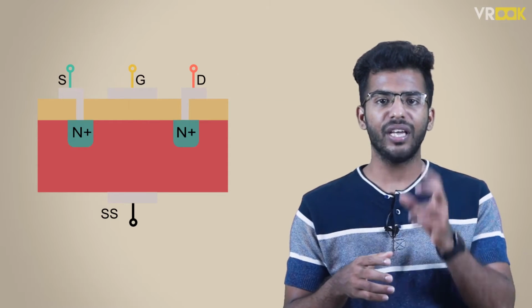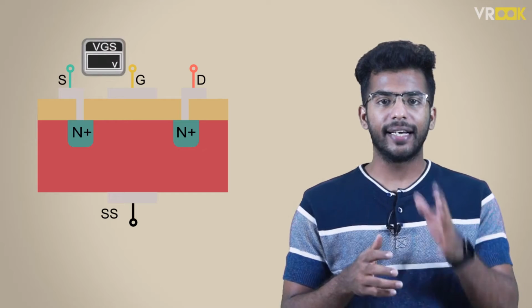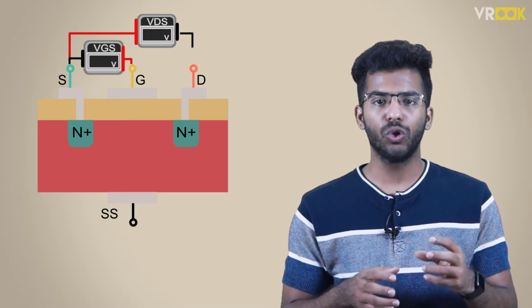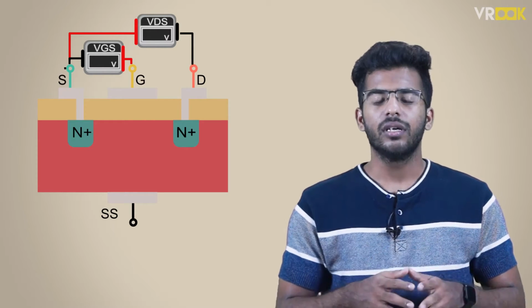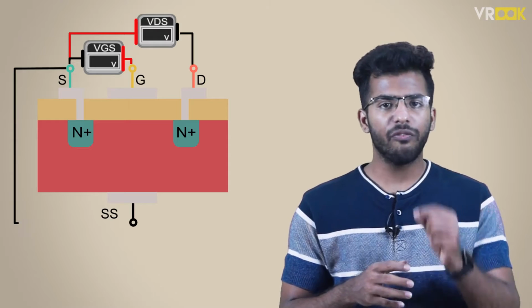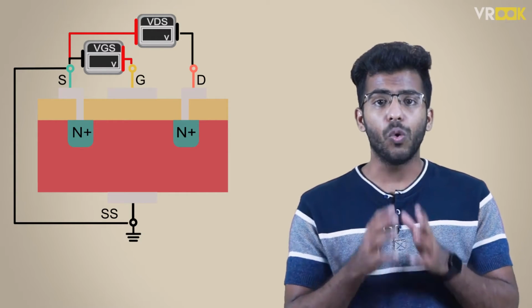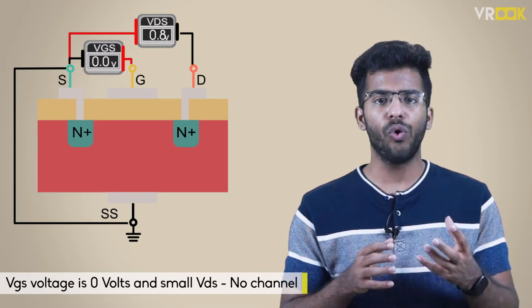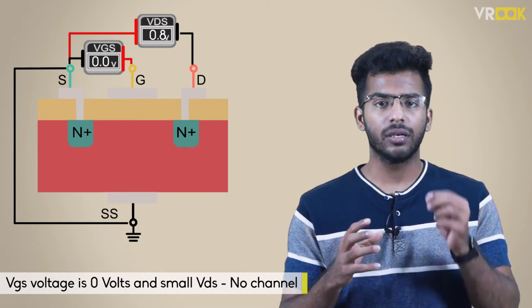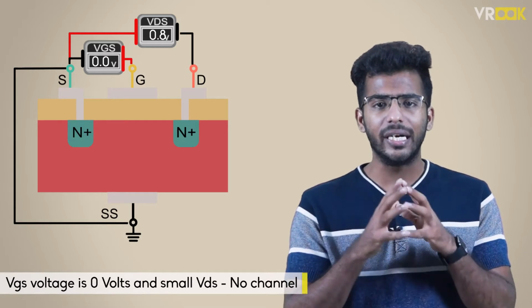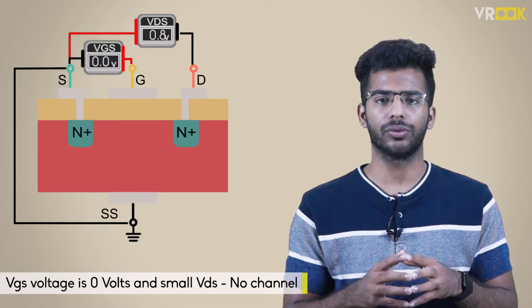For that reason, we connect a voltage source between gate and source terminals. We connect one more voltage source between the source and drain terminals. In the enhancement type MOSFETs, we connect the substrate terminal to a voltage source. When the voltage VGS is 0 volts and voltage VDS is small, there is no channel present and hence no conduction happens in the circuit.